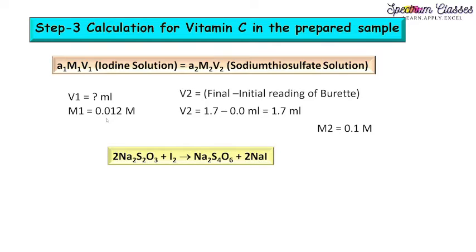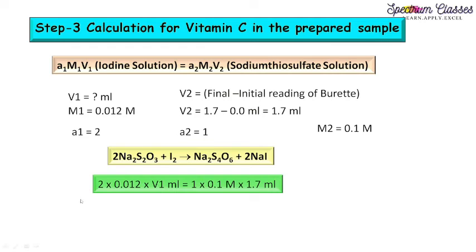Now coming to the coefficients of redox titration for iodine and sodium thiosulfate solution. A1 for iodine is equal to 2, and A2 for sodium thiosulfate is equal to 1. Here you will come to know by the redox reaction between the iodine and sodium thiosulfate solution. For iodine it is 2 and for sodium thiosulfate it is 1, right? You can calculate in this manner, or as I explained in my previous video, you can also consider it in that way. On putting all these values in this equation, right?